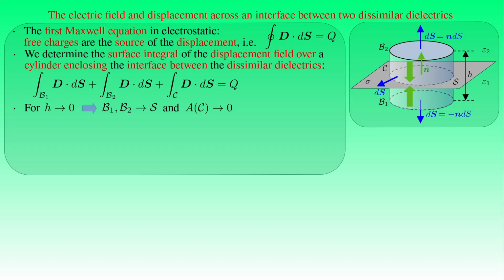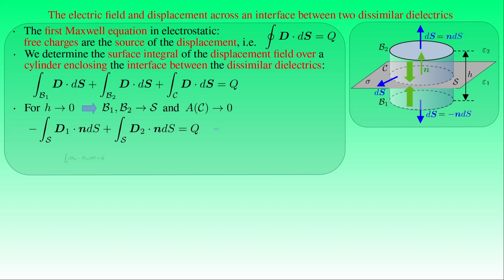As a result, the right-hand side of the equation can be written as the negative surface integral of the dot product of the displacement field D1 at the side of the dielectric medium of absolute permittivity epsilon1 and the normal vector n over the flat surface S, plus the surface integral of the dot product of the displacement field D2 at the side of the dielectric medium of absolute permittivity epsilon2 and the normal vector n over the flat surface S. This expression must be equal to the free charge Q over the surface S.